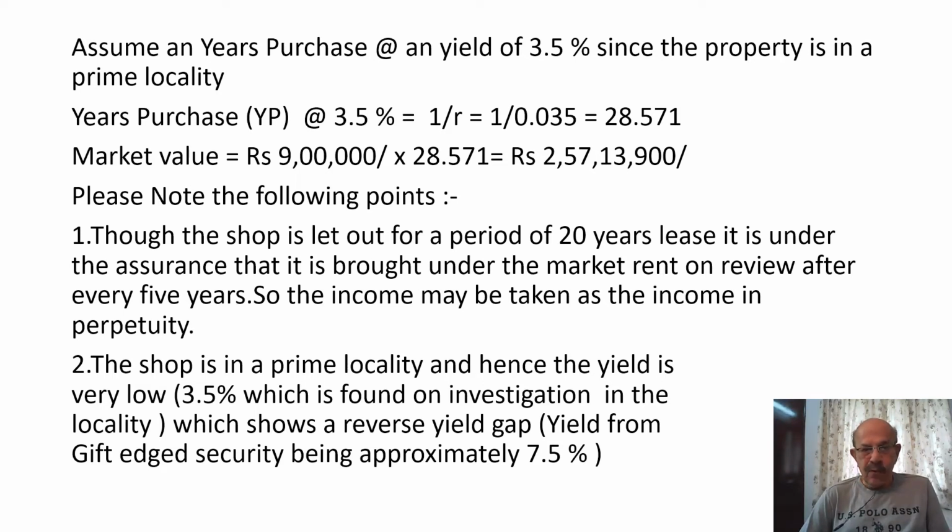Please note the following points. 1. Though the shop is let out for a period of 20 years lease, it is under the assurance that it is brought to the market rent on review after every 5 years. So the income may be taken as the income in perpetuity, because every 5 years the rent will be renewed as per the market rent.